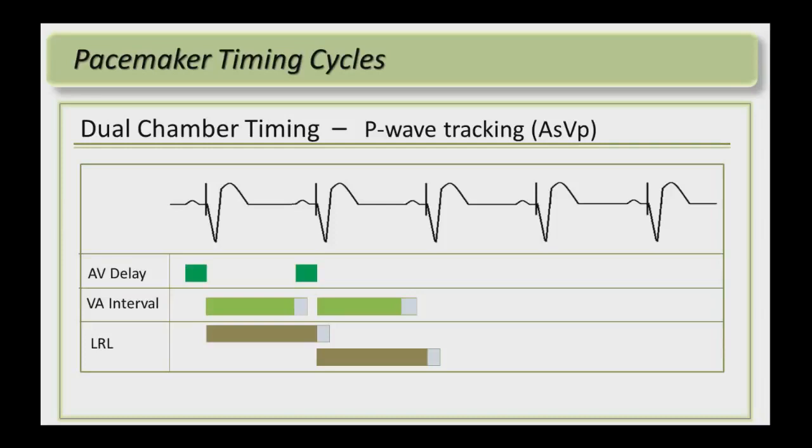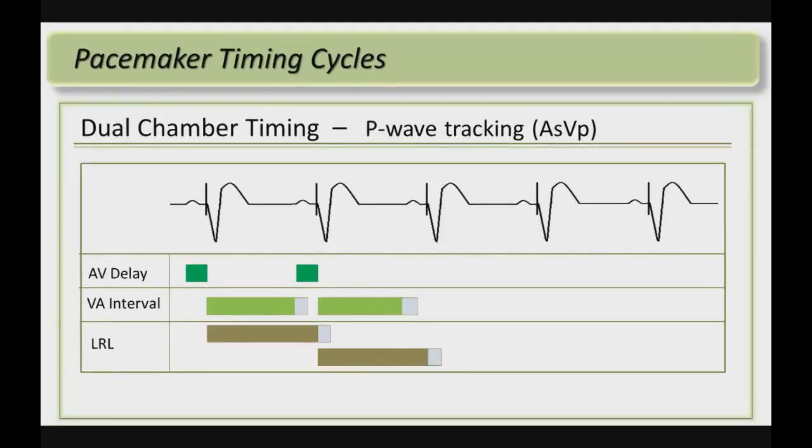Now, something that I'd like to point out: if you look back at the previous cycle length, the lower rate limit never timed out, but yet we paced in the ventricle. The reason for this was because we had an intrinsic P wave that came in, starting the AV delay that timed out, forcing us to pace in the ventricle.